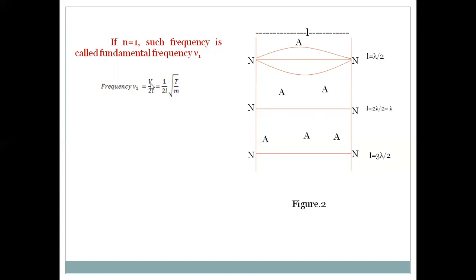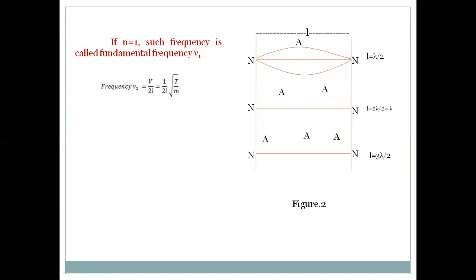But we know v is the velocity of transverse waves in a string, that is equal to square root of T by m, where T is the tension and m is the linear density. So nu1 is equal to 1 by 2l into square root of T by m. Of course, this is called the fundamental frequency.